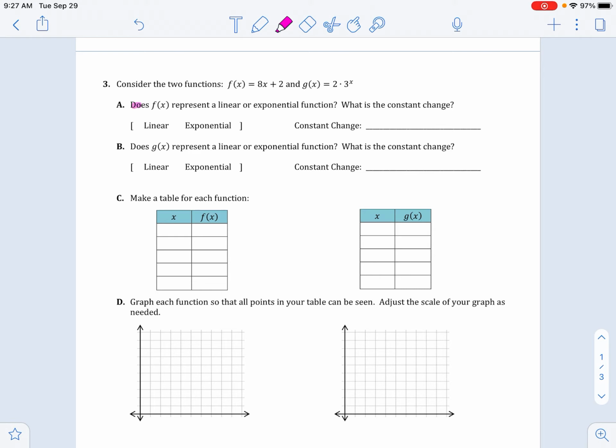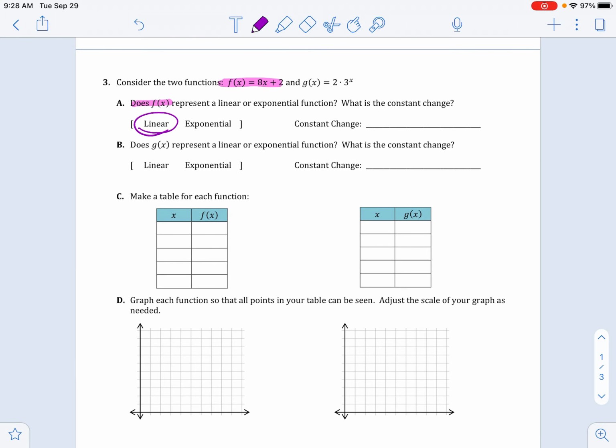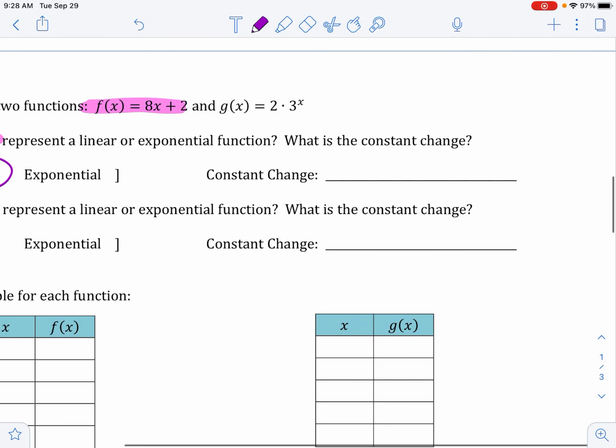So the first one says, does f of x represent a linear or exponential function? So we're looking at f of x. That is a linear function. Next question is what is the constant change? So remember, this is in the form mx plus b, and m is your constant change. So don't just say 8. Remember, for a linear function, since it's a positive 8, it's changing by adding 8.